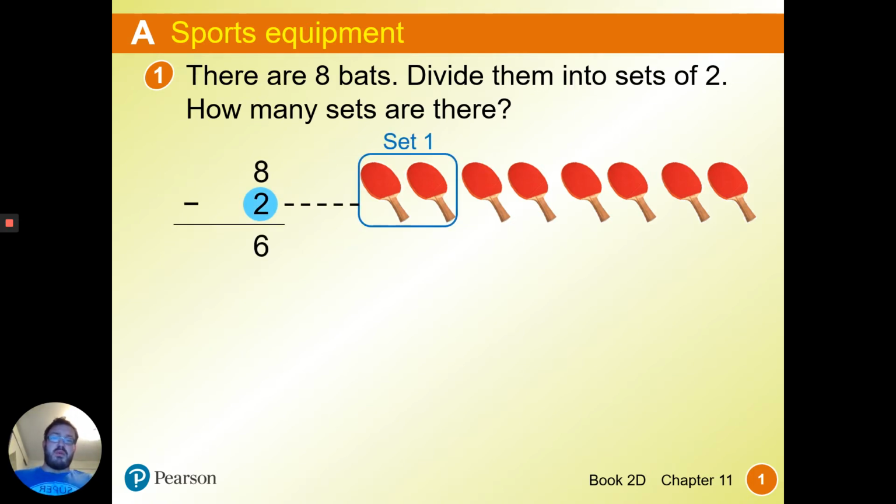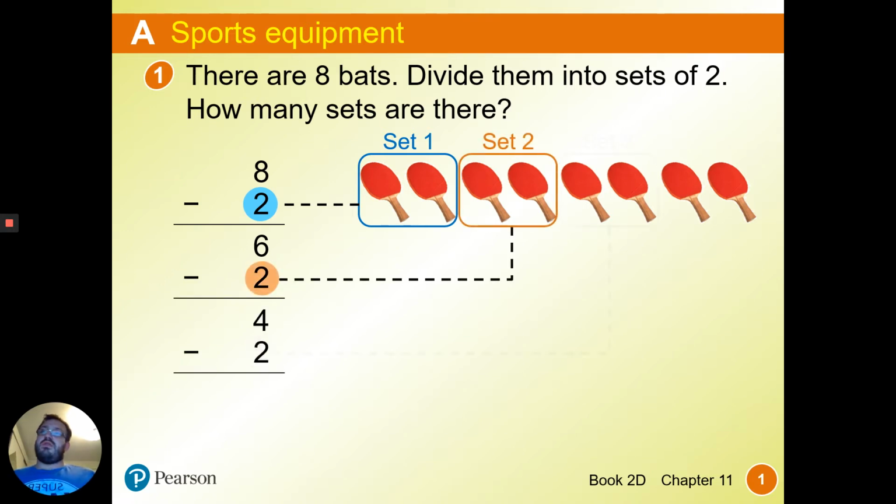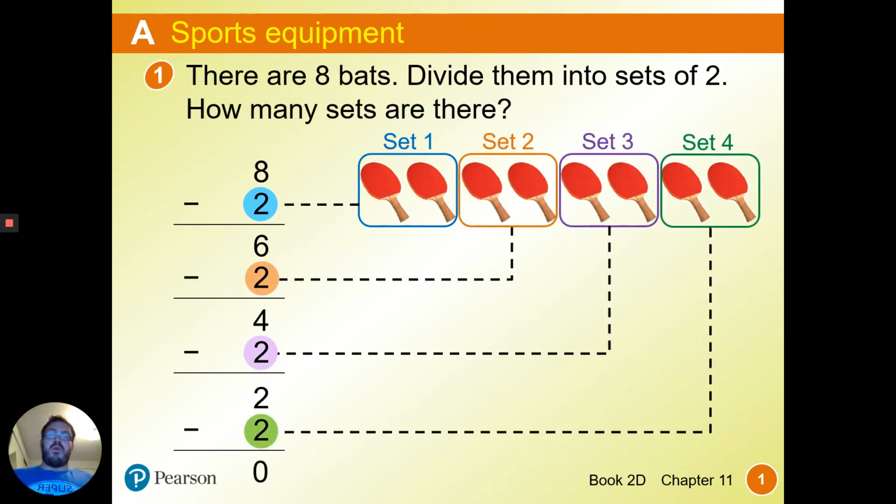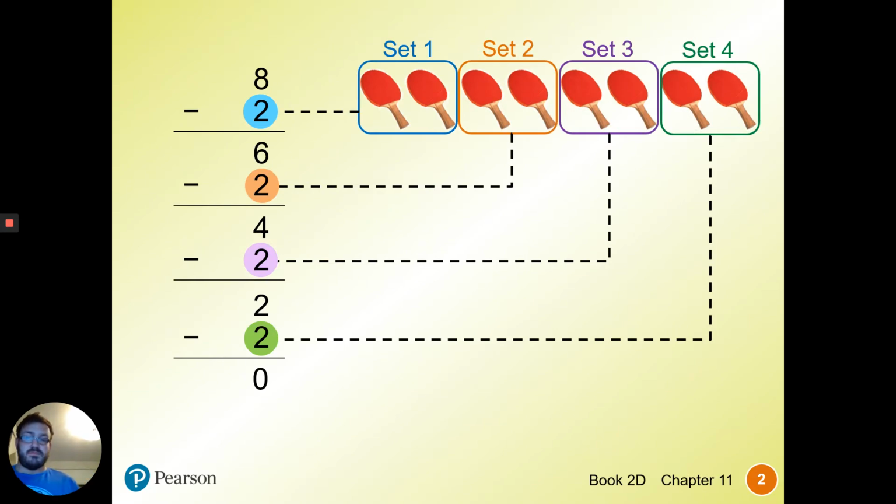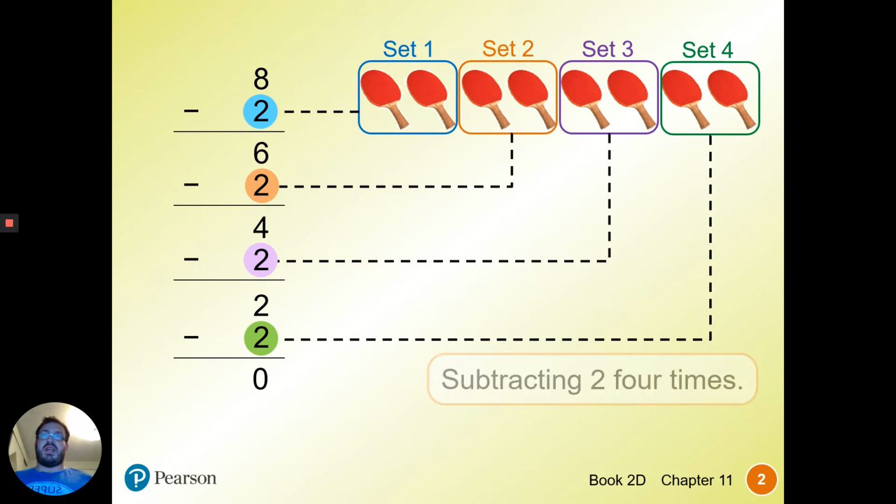So we've got 8 table tennis bats, and we're going to divide them into sets of 2. So how many sets of 2 do we have? If we start off with 8, each set we are minusing 2. When we've minused our 2s and we've got down to 0, or we can no longer get an entire set, we then add up how many sets we had. So we've got set 1, 2, 3, and 4. So we're subtracting 2 4 times. There are 4 sets.